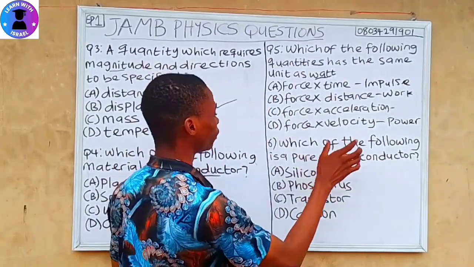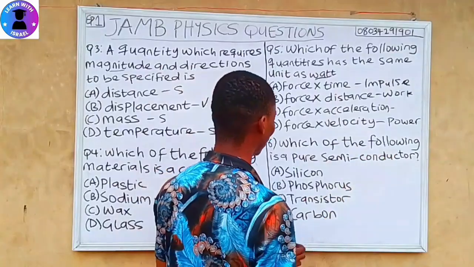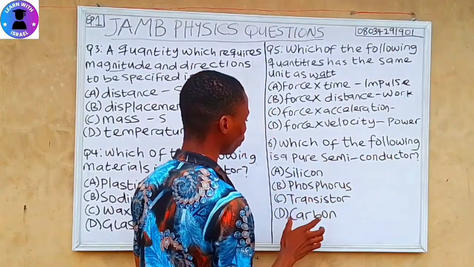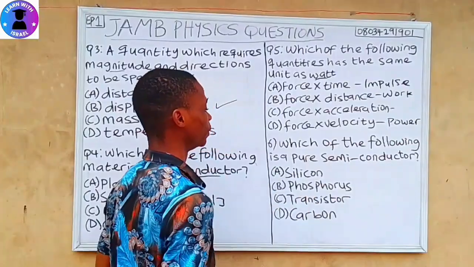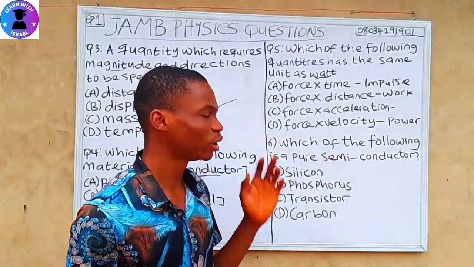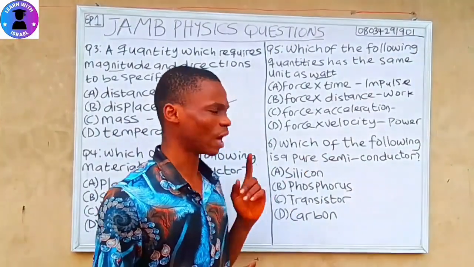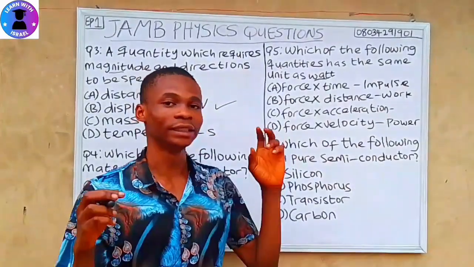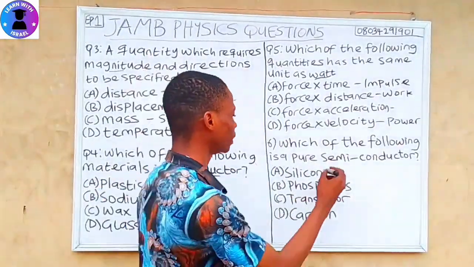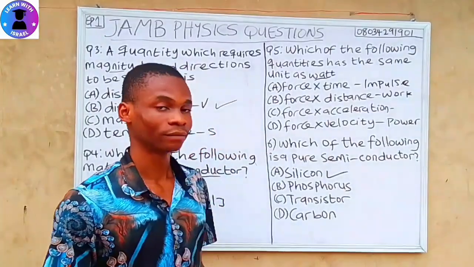Question 6. Which of the following is a pure semiconductor? A. Silicon, B. Phosphorus, C. Transistor, D. Carbon. So option A, silicon, is a pure semiconductor. Silicon and germanium are pure semiconductors in the periodic table. So silicon is the correct answer.